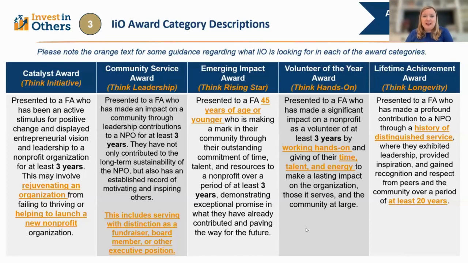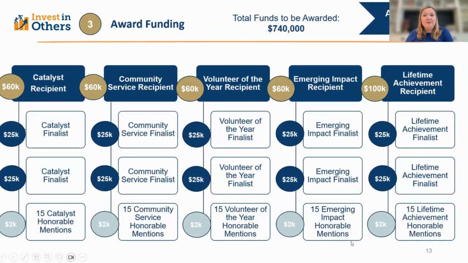And then speaking of the categories, there's really no difference in the award amounts except for lifetime achievement. The recipients in Catalyst, Community Service, Volunteer of the Year, and Emerging Impact each receive $60,000 for their nonprofits, and the Lifetime Achievement Award recipient receives $100,000. The 2 remaining finalists in each of the 5 categories then go home with $25,000 each. And then 15 advisors are honored in each of the 5 categories as honorable mentions, and they will receive $2,000 each.